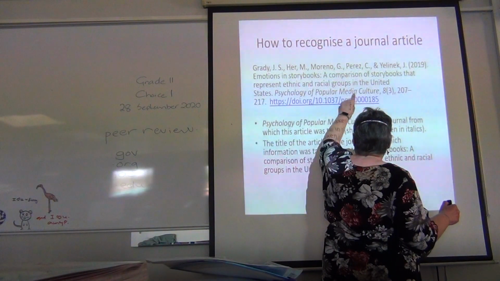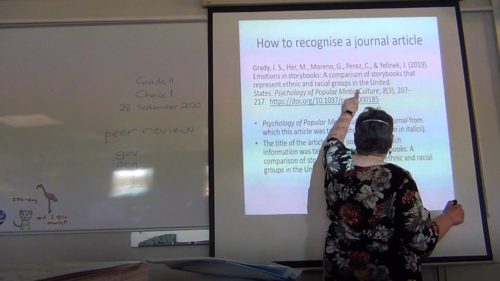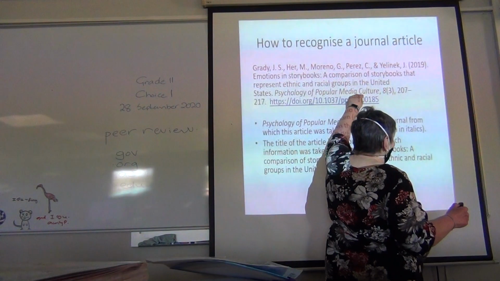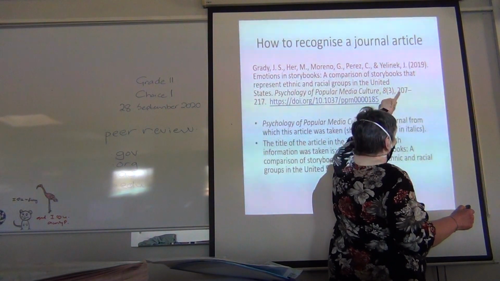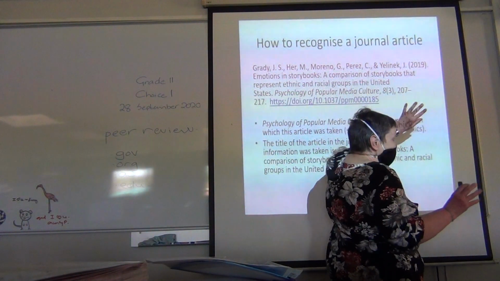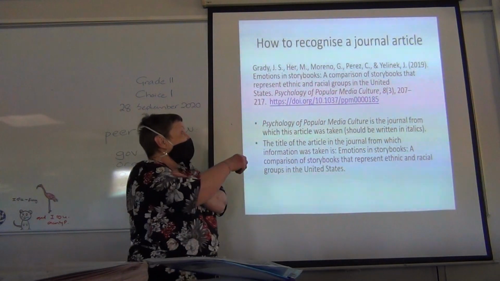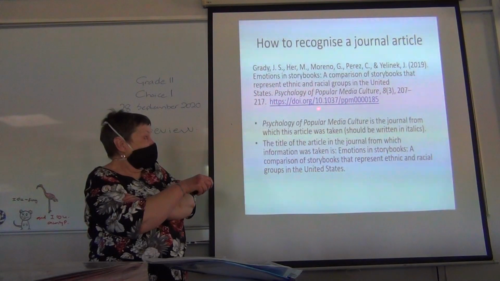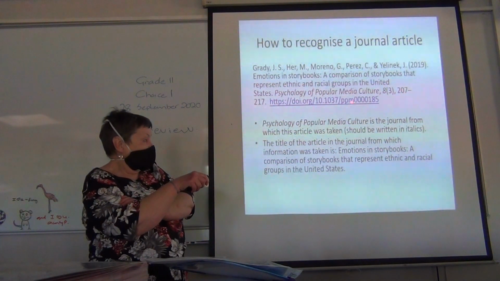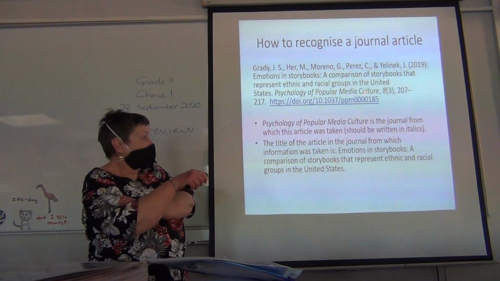It must have the journal title, and the journal title is always in italics. And then you also look for this kind of information. Then you know it comes out of a journal and not out of a book. In addition, here you've got something called a DOI number, and I'll talk about that just now.